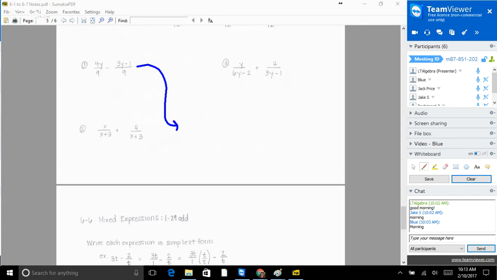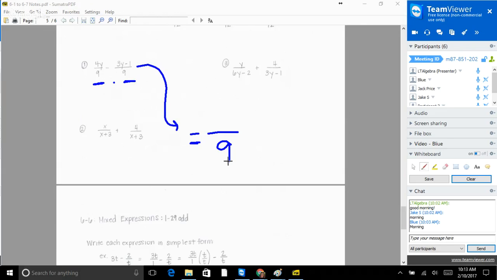We have 4y divided by 9 minus 3y minus 1, over 9, excuse me. So do they have the same denominator? They both share a denominator of 9, right? So that's good because we don't have to deal with that. So we know that the denominator is going to be 9. So now we just have to deal with subtracting the numerators.